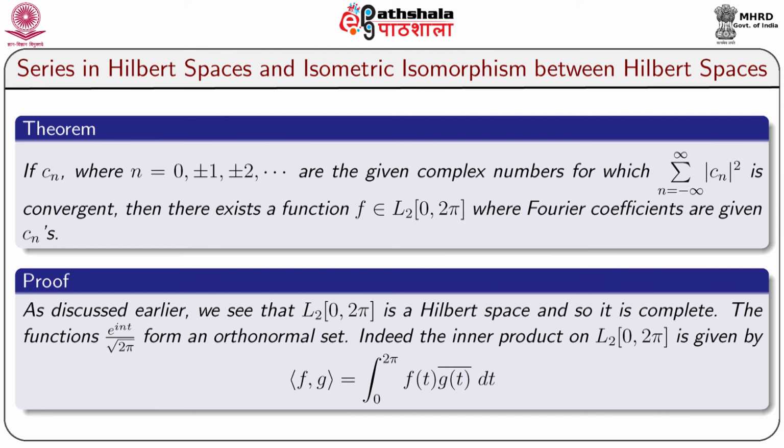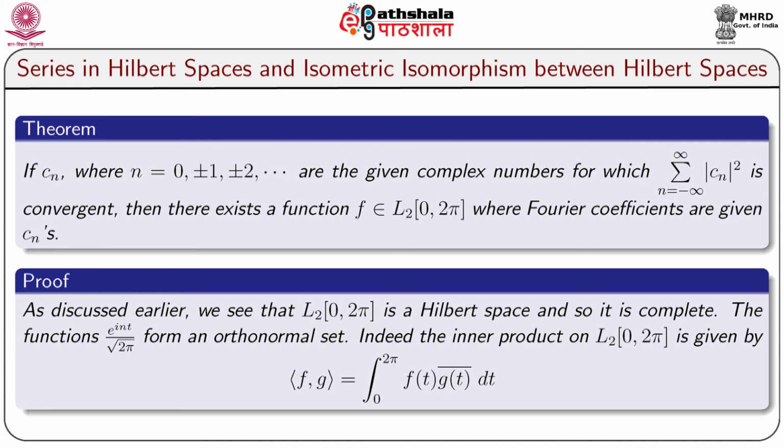If Cn where n is equal to 0 comma plus minus 1 comma plus minus 2 comma dot dot are the given complex numbers for which sigma n equal to minus infinity to plus infinity modulus of Cn square is convergent, then there exists a function f belongs to L2 0 to 2 pi whose Fourier coefficients are given by Cn.